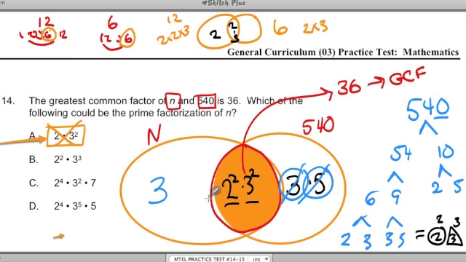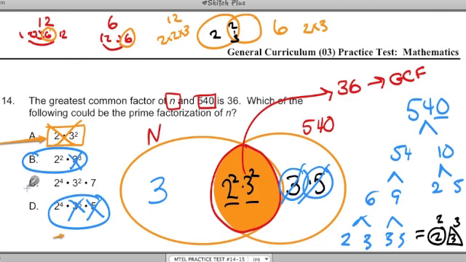So I'm looking for numbers here that don't have extra 3s and don't have extra 5s. I can eliminate B for that very reason. It has an extra 3. And looking at D right away, there's an extra 5. There's also an extra 3.